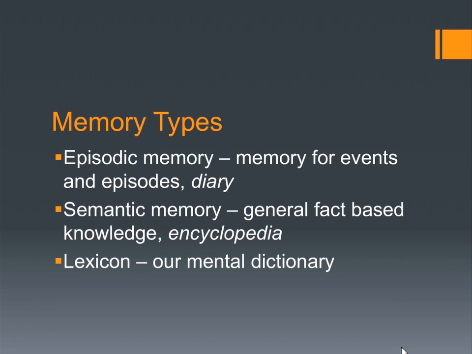So, a couple of different memory types. We talk about episodic memories, which are like episodes, our mental diary, the things that happen to us. Our semantic memory, which is our fact-based encyclopedia of information. And then our lexicon, which is more of our dictionary, what words are and how that's tied to their meaning, which is semantics.